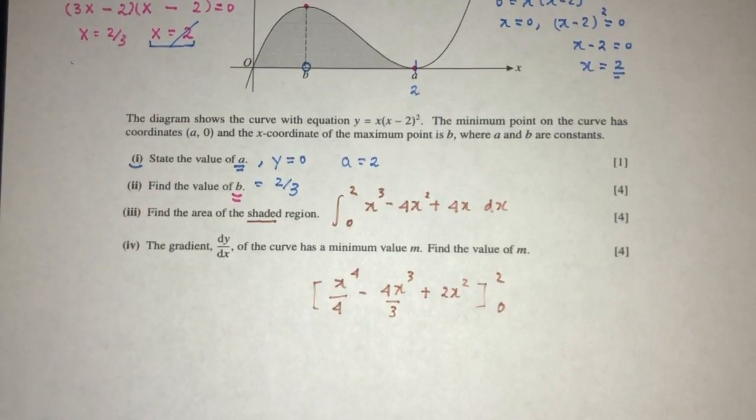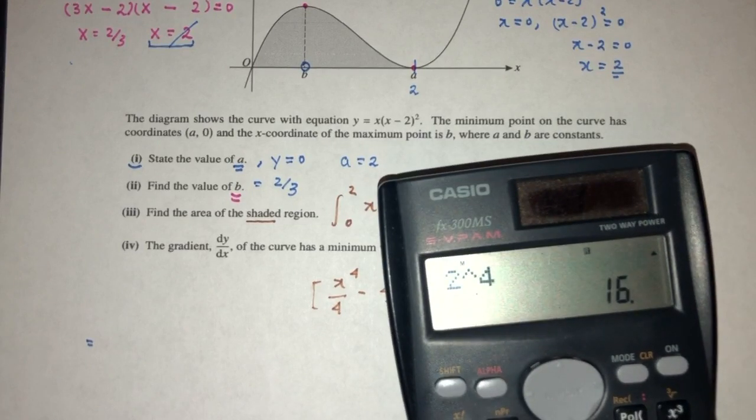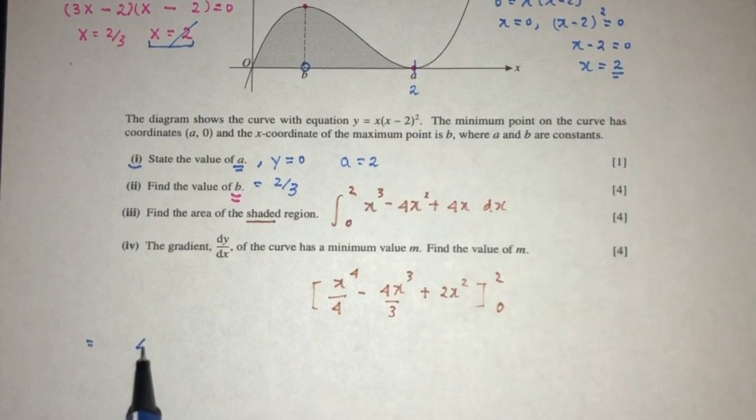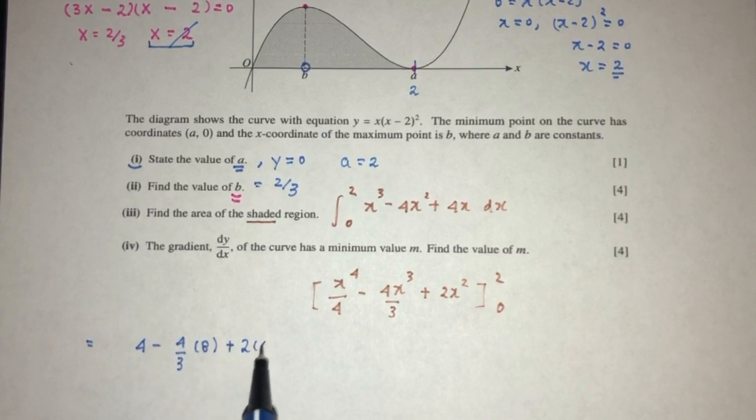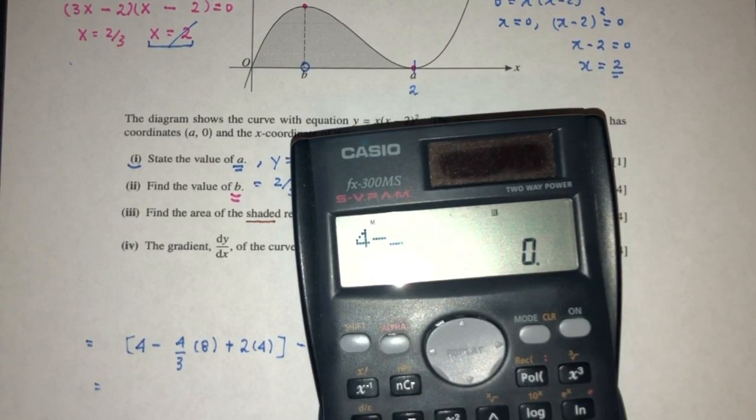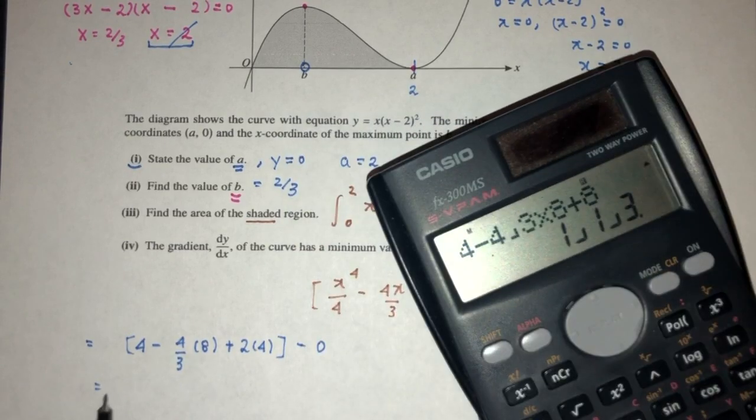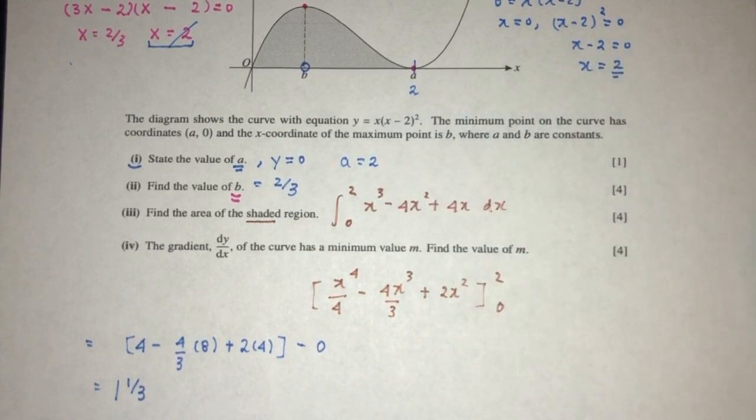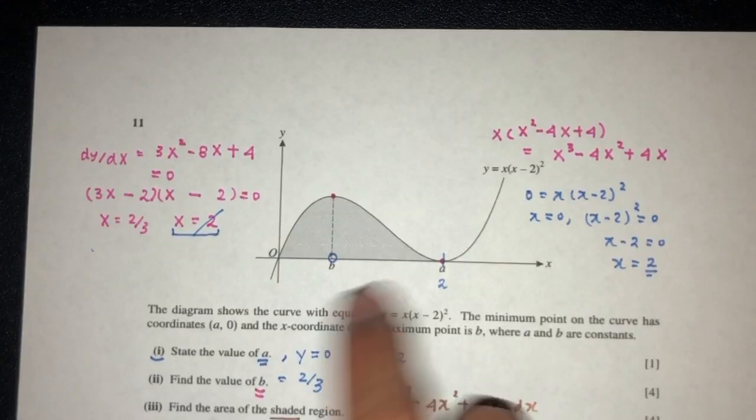So simplify, let's see what happens. That will be 2 power 4 is 16 divided by 4, that should be 4. So 4 minus 4 over 3 times 8 plus 2 times 4. And then minus the value at 0, everything here with x will be 0. That'll be 4 minus 4 over 3 times 8 plus 8. That should be 1 over 3. Or you can write 4 over 3 units square for the area of that region.